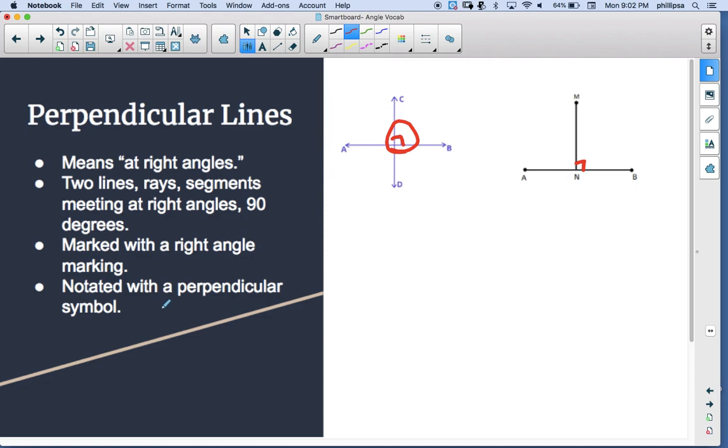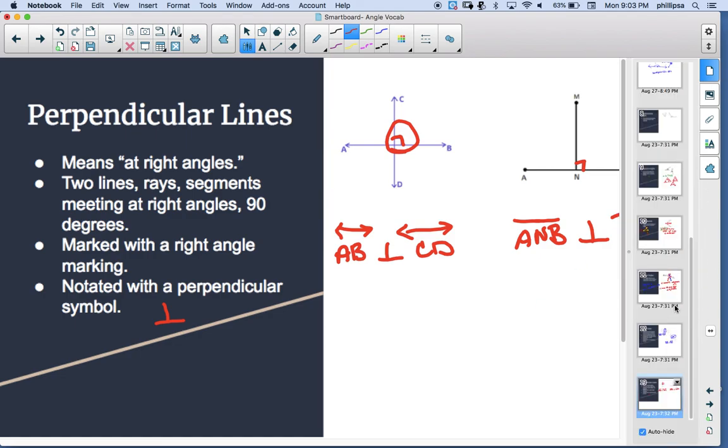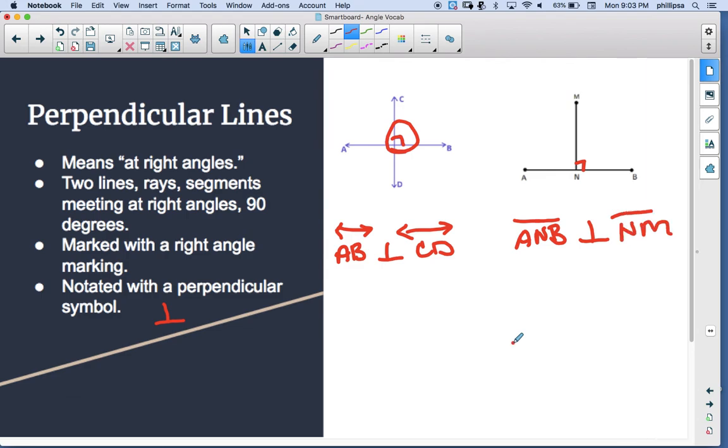There is a symbol for perpendicular. It looks pretty much like two perpendicular lines. So here I would want to write a statement like AB is perpendicular to CD. Or perhaps for this one, segment AB is perpendicular to segment NM. And that is it for our vocab on our building blocks, angles.